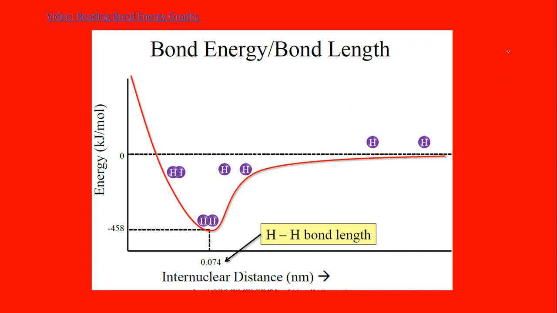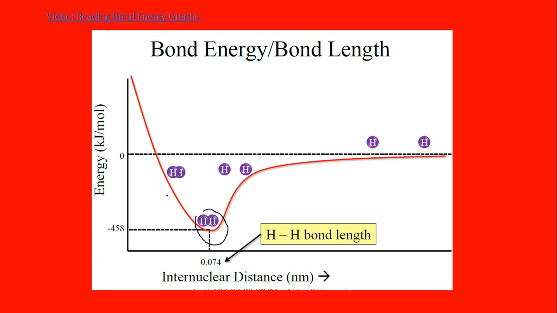So then we have something called the bond energy graph, and you're going to have to read these a lot. I want you to see this little sweet spot on here. This valley right here is the little sweet spot. That's the perfect bond length for hydrogens and hydrogens.